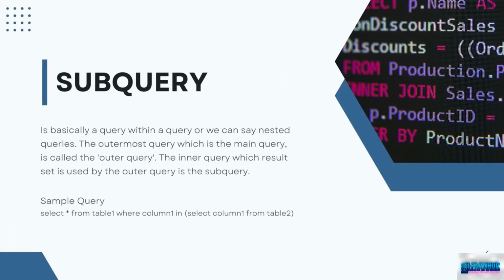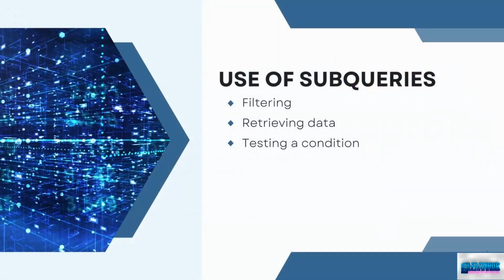Subquery is basically a query within a query, or we can say nested queries. The outermost query, which is the main query, is called the outer query. The inner query, whose result set is used by the outer query, is the subquery.